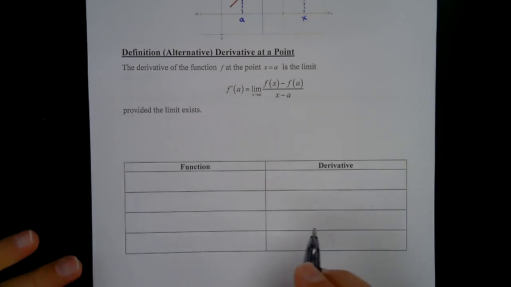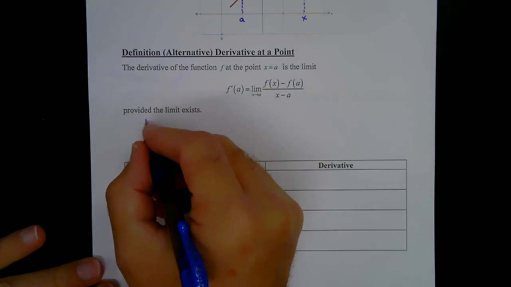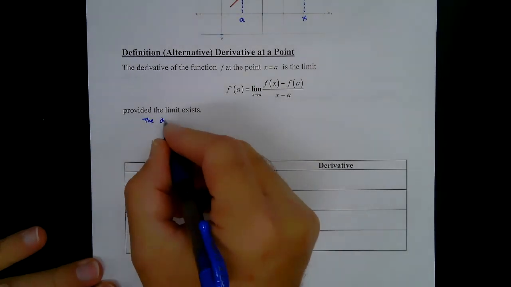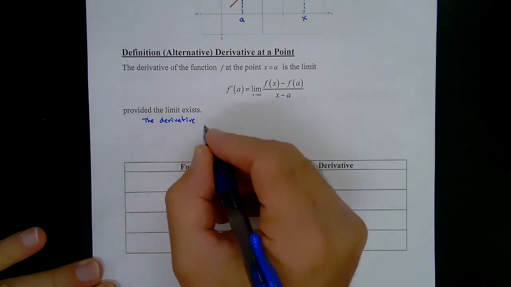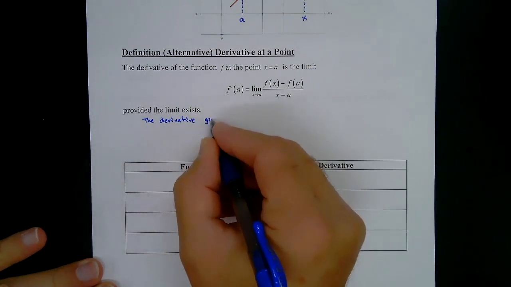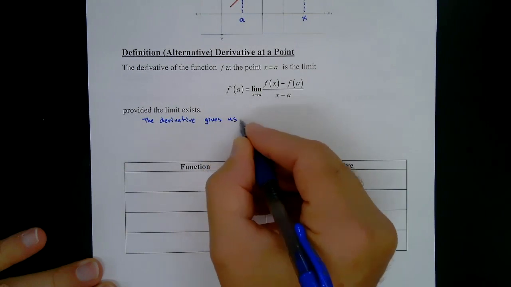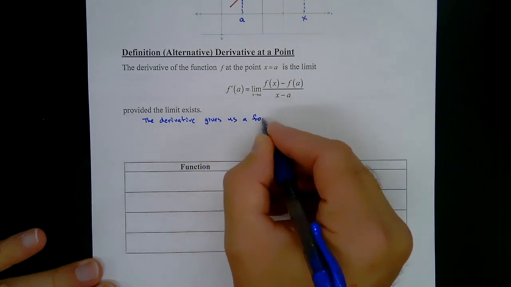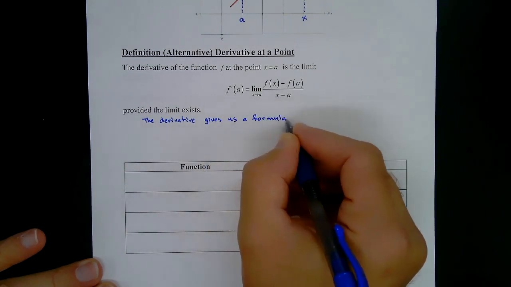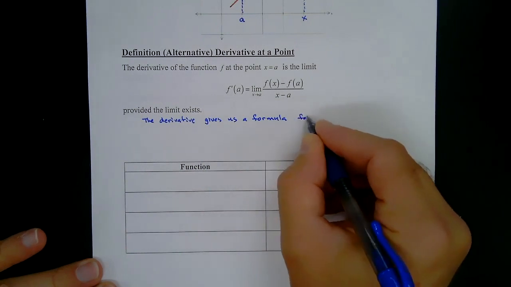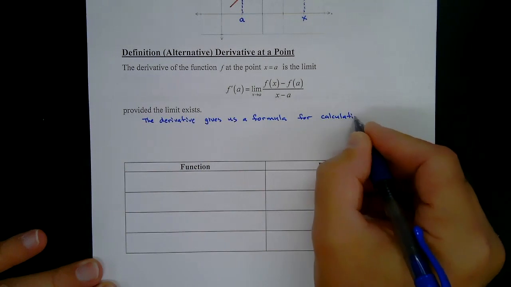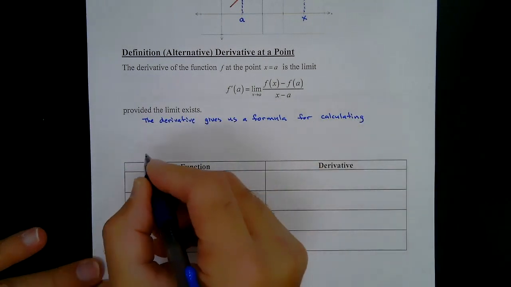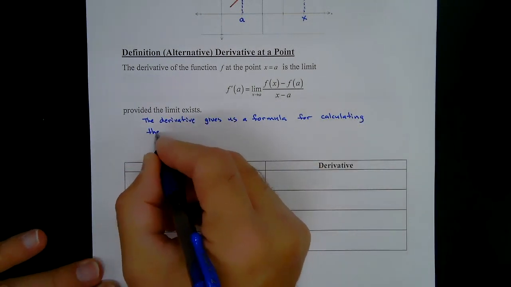And I should have said this, okay? The derivative, I said it, but I didn't write it. The derivative gives us a formula for calculating the tangent slope at any x value.